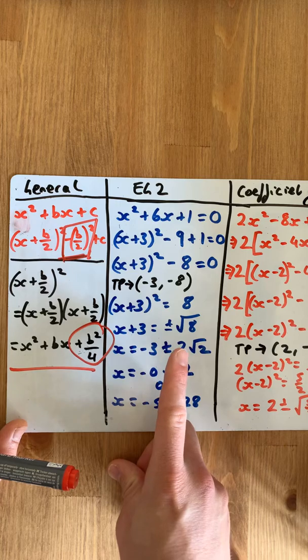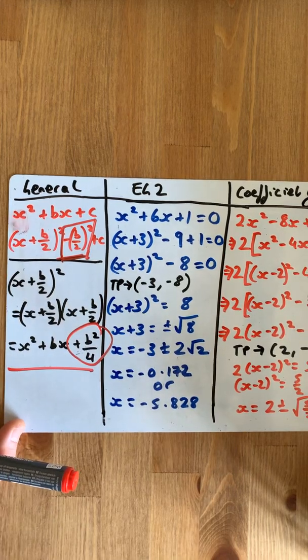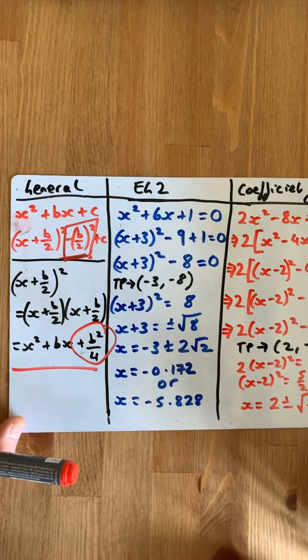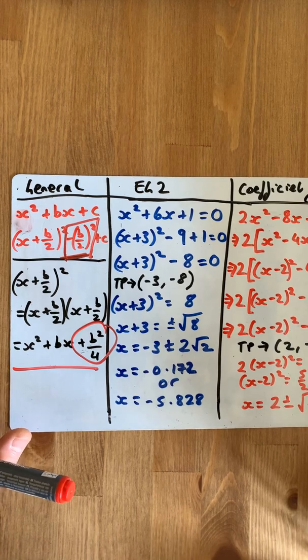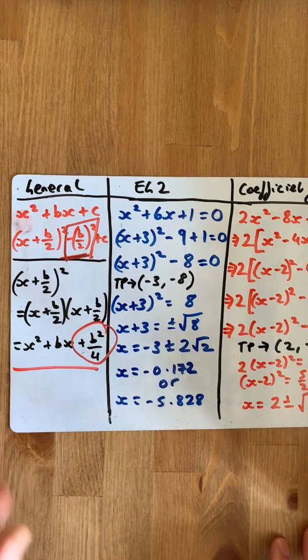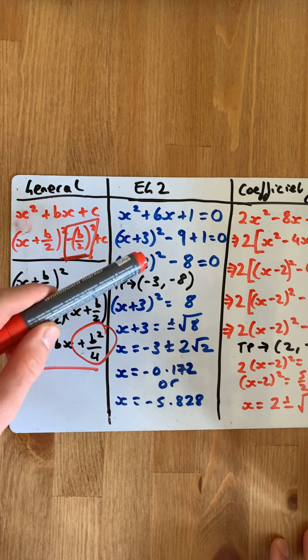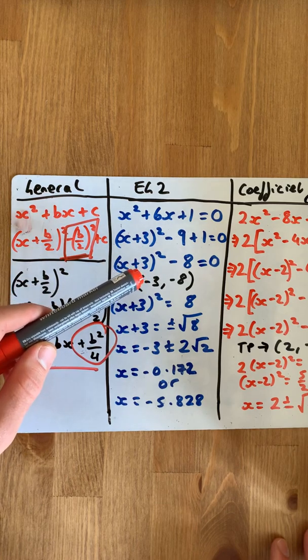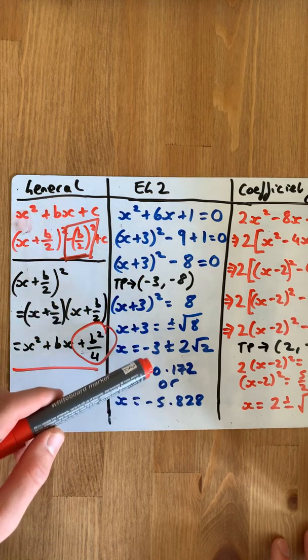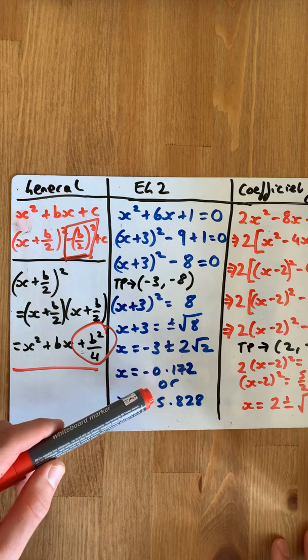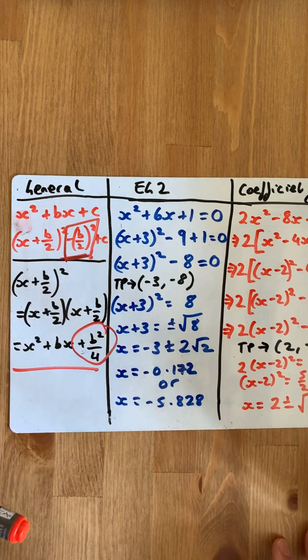Here are my two solutions. Key thing, as predicted, because it didn't factorise, our solutions here are going to be pretty horrible. Minus 0.172, minus 5.828. Just quickly, remember the symmetry. Minus 3, we're saying, is the symmetry point of this curve. So is minus 3 the same distance away from both of these? Yeah, it is, isn't it? It's 2.828 away from both of those. Okay, so that's interesting as a side.